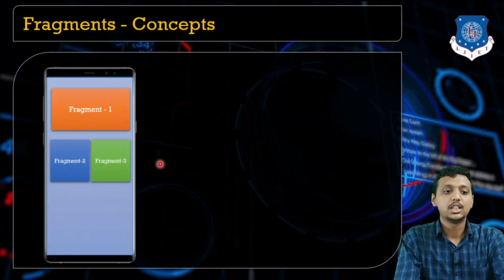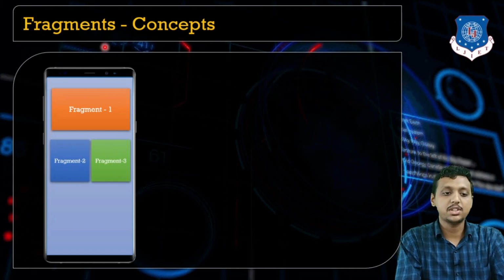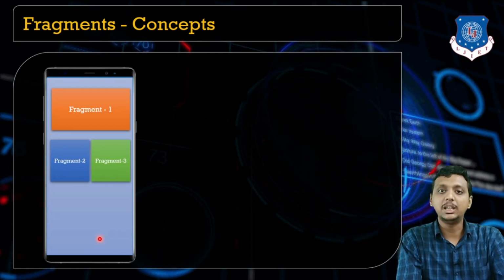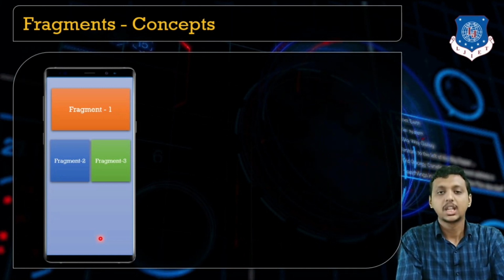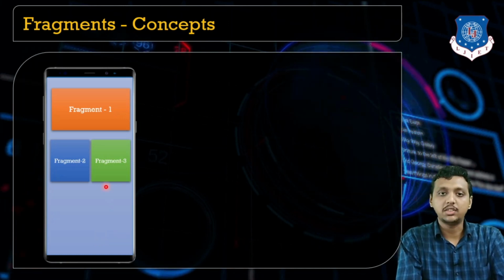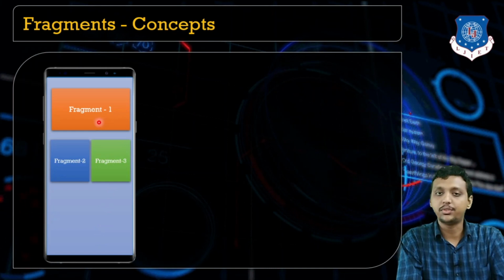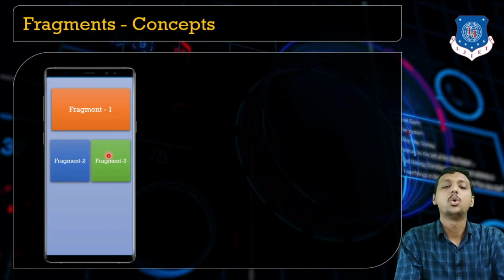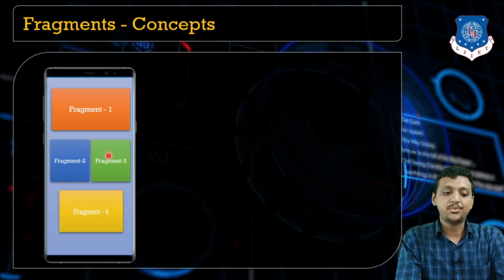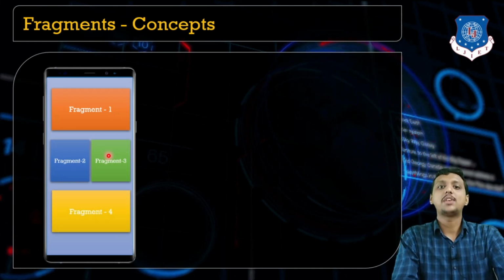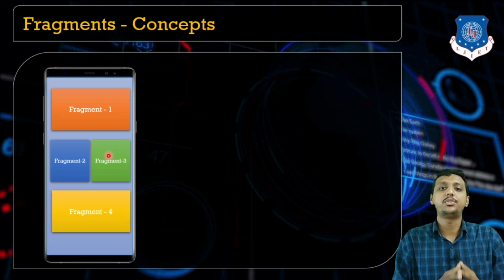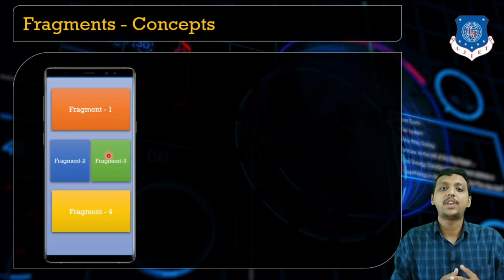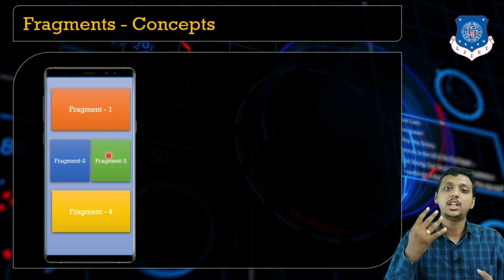Let's understand it. Here you can see this is my first figure. The blue screen represents my activity, and on that activity, I put three different fragments: fragment 1, fragment 2 and fragment 3. Here fragment 4 is also there. So I divided my whole screen, my whole activity, into 4 different fragments: fragment 1, 2, 3 and 4.